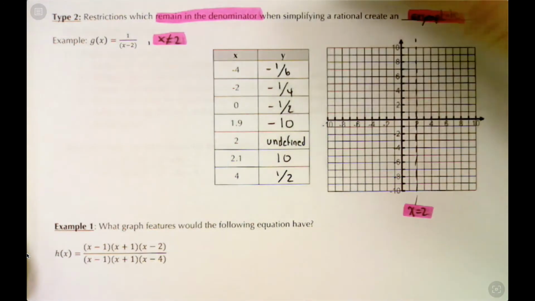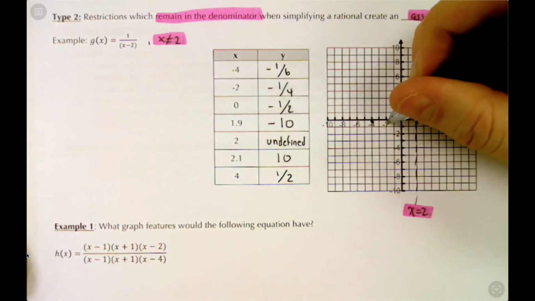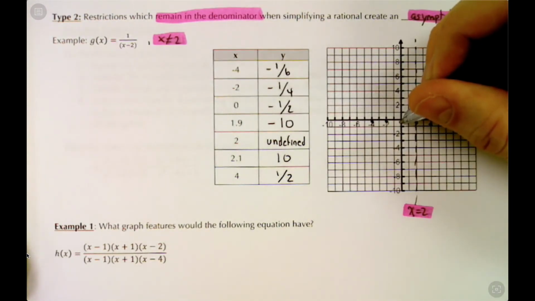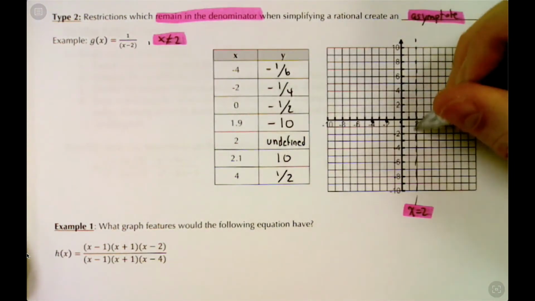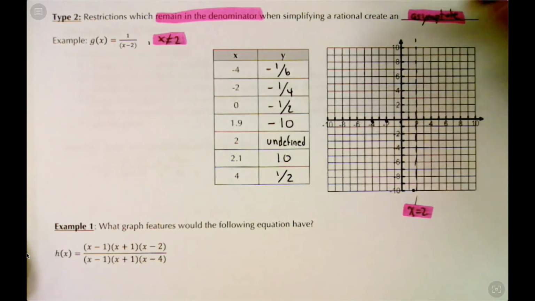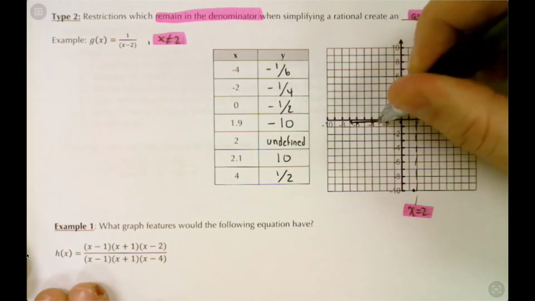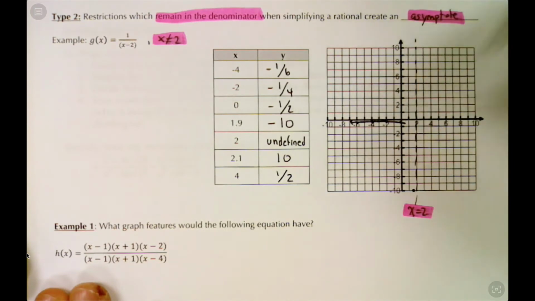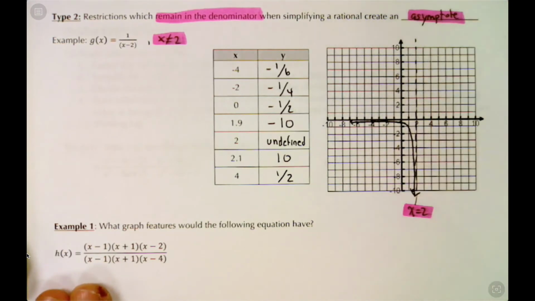If we graph these points, negative 4 and negative 6 would be a point right here, negative 2 and negative 1/4, 0 and negative 1/2, and then 1.9 and negative 10. It shoots way down the graph, and all of a sudden we're down here. So the graph was here, and it wasn't moving very fast. It was getting slowly lower and lower, and then all of a sudden we get close to this asymptote, and boom, we start approaching the asymptote and shoot off the graph.